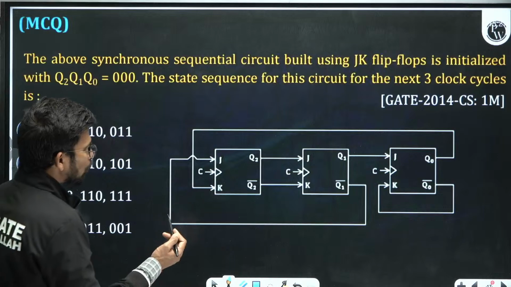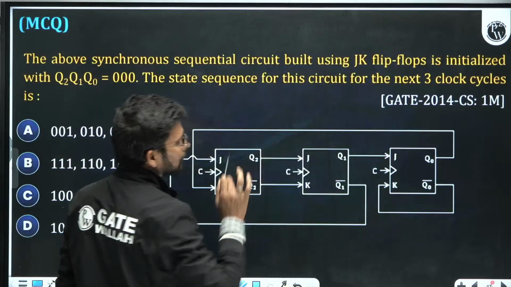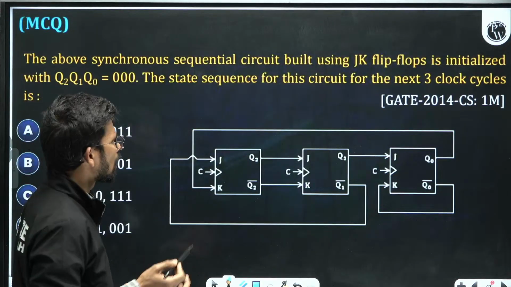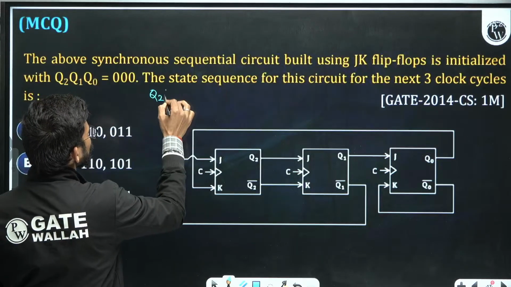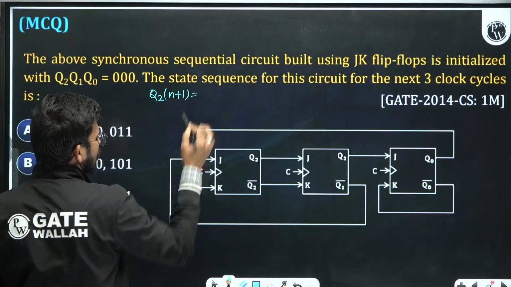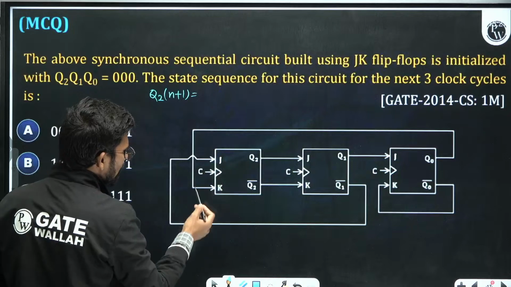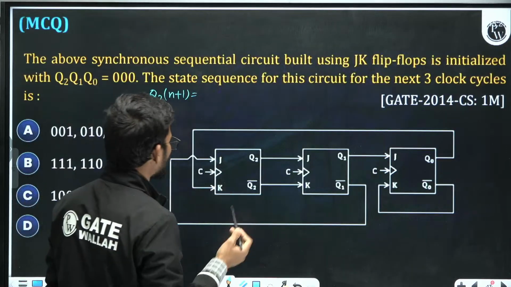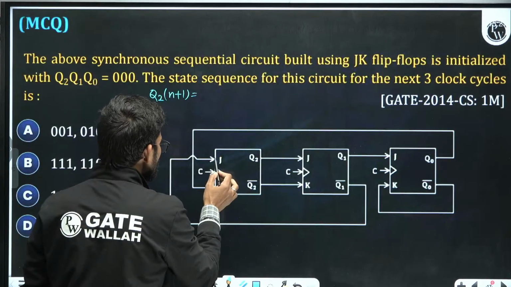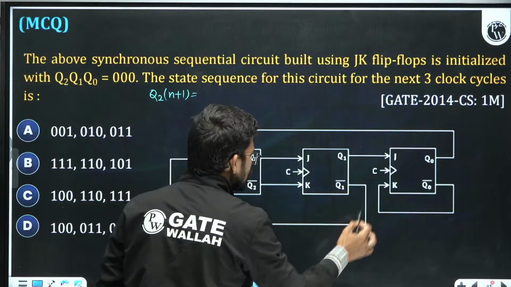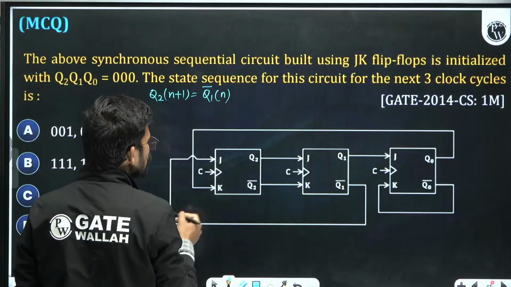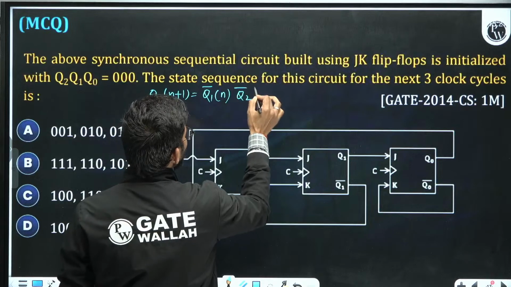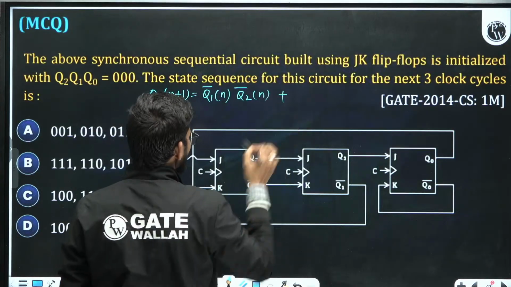So write down, the clock is same for every flip flop, so it is a synchronous counter question. Now write down Q2(n+1), which is nothing but J2 Q2 bar plus K2 bar Q2. J2 is nothing but Q1 bar. So J2 is Q1 bar, J2 Q2 bar.